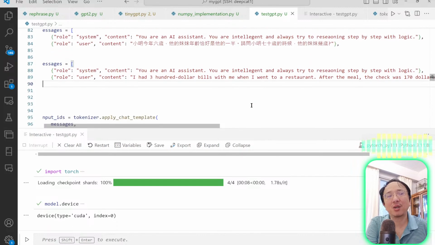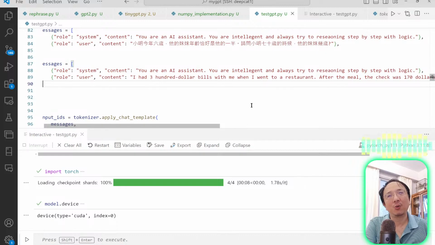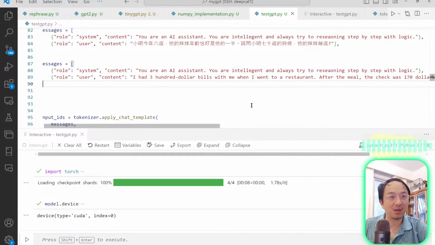Okay, so the correct answer should be, if you are trying to use 300 subtract 170, it is not incorrect, because you'll get 130. But when you bring like three $100 bills, and if the meal costs you like 170, you probably will only take 2 of the bills to pay, and you will get like $30 change. So the correct answer for this trick question should be $30.